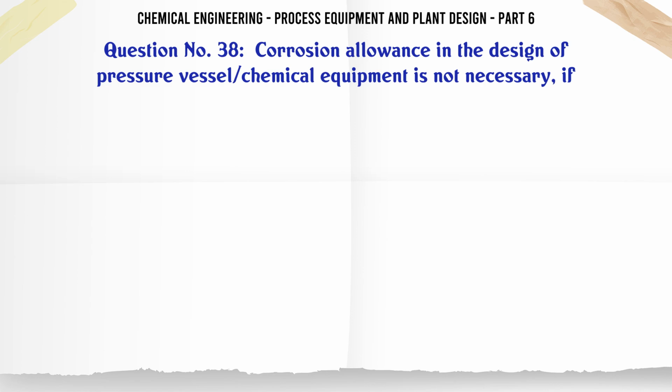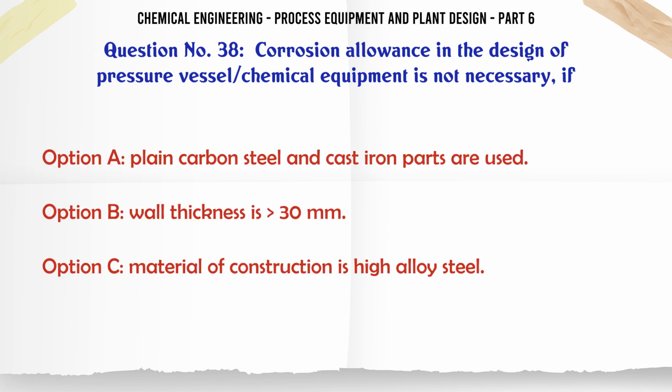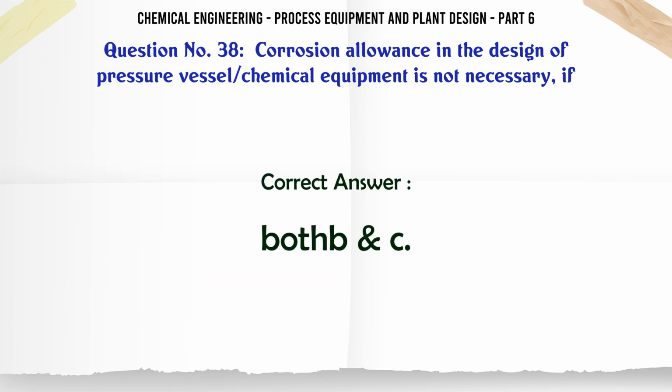Corrosion allowance in the design of pressure vessel chemical equipment is not necessary if A. plain carbon steel and cast iron parts are used, B. wall thickness is 30 mm, C. material of construction is high alloy steel, D. both B and C. The correct answer is both B and C.